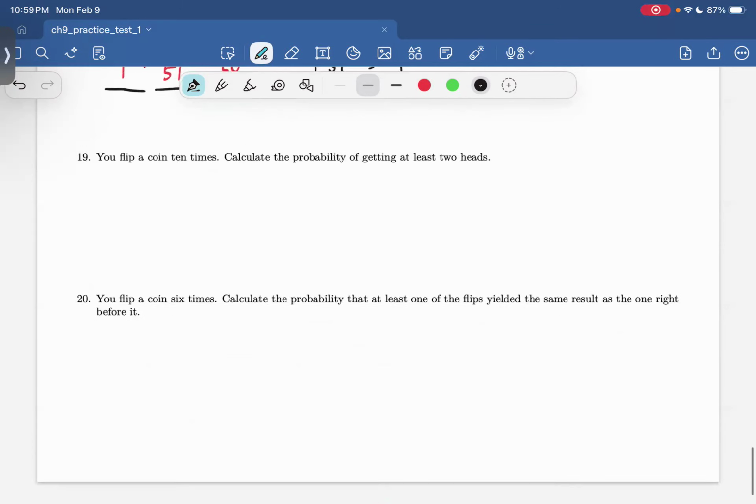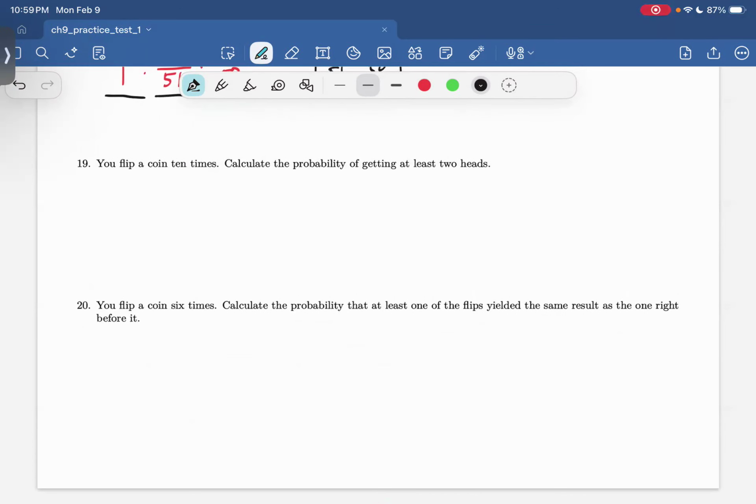Question 19. I flip a coin 10 times. Calculate the probability of getting at least two heads. So this is something I want to do with complementary counting, because this will be very hard if I did not do that. I would have to count the probability of two heads, three heads, four heads, five heads, six heads, seven heads, eight heads, nine heads, 10 heads, when instead I could just calculate the probability of zero heads and one head and then subtract that from one.